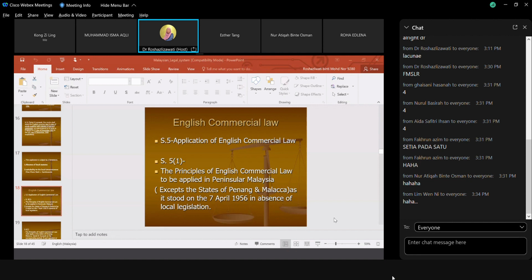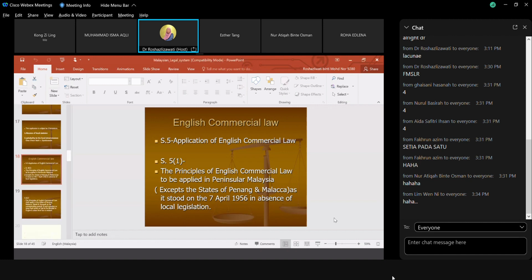Dia kata bermula pada tarikh 7 April 1956. So kalau nampak kat sini the same date lah, sama date dengan Section 3 tadi untuk Peninsula Malaysia. Cuma Section 5 ini, even dia kata Peninsula Malaysia, tapi ada dua negeri yang terkeluar, iaitu Penang and Malacca. Penang dan Melaka terkeluar daripada perkara yang melibatkan penggunaan undang-undang Inggeris yang berkaitan dengan perniagaan ataupun commerce.